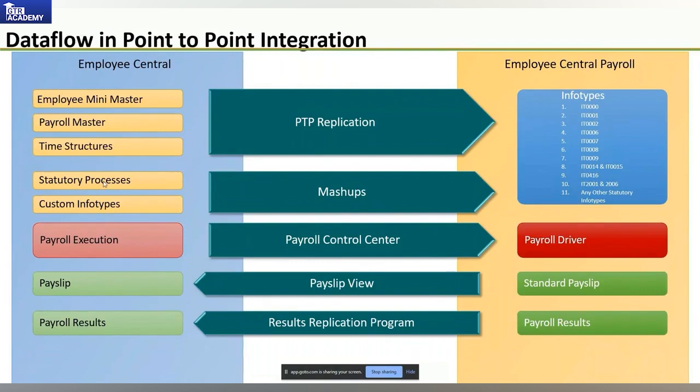When it comes to statutory processes or custom infotypes, you can go with the mashups, as I said, because there is no standard replication SAP provides. So you will have to go with mashups, which means you do a configuration wherein the admin will go and maintain the data directly in Employee Central, but the screens they maintain are payroll screens, which means it's a direct infotype maintenance from Employee Central. That is called mashups.